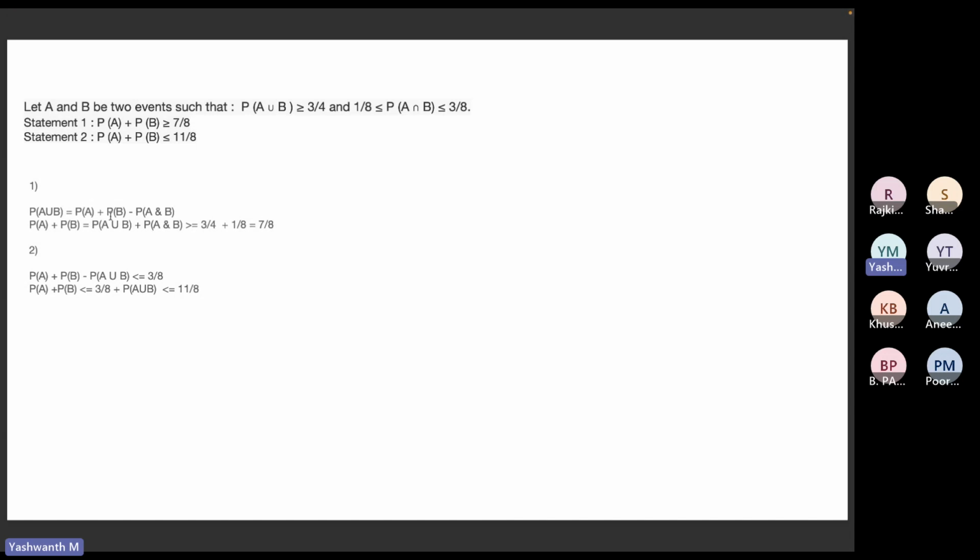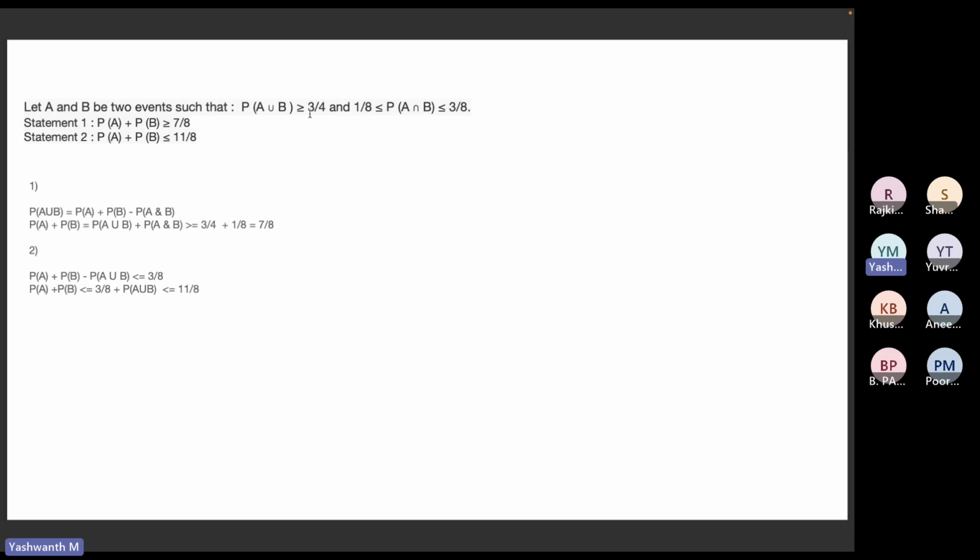So let's see how we have got these bounds on P of A plus P of B. And I meant intersection here. Sorry for that confusing notation. So P of A union B is P of A plus P of B minus P of A intersection B, right? And P of A plus P of B is just switching sides of this: you get P of A union B plus P of A intersection B.